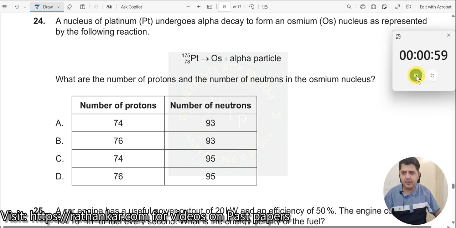Question number 24. A nucleus of platinum undergoes alpha decay to form an osmium as represented. What are the number of protons and number of neutrons in the osmium nucleus? So very simple question. What you do is first write down the equation.